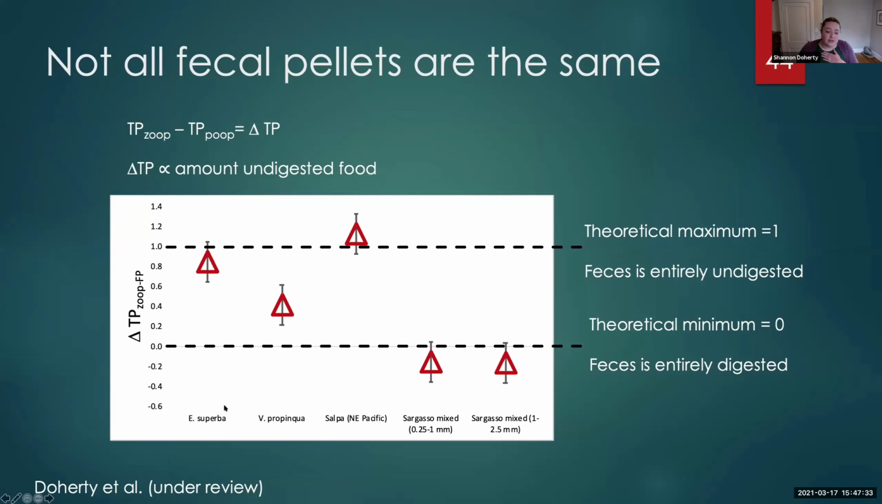I also want to point out the E. superba, which are our Southern Ocean krill, that are also pretty close to our theoretical maximum of 1. So these krill are also taking phytoplankton and eliminating it pretty much intact, which has a lot of impacts on the biological pump in the Southern Ocean. And you can think about this as the krill and the salps are not hungry, but they're still eating phytoplankton and packaging it into larger, denser particles, and therefore exporting it much more quickly than it would have been otherwise.